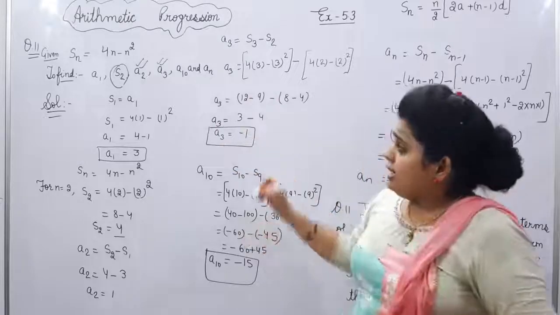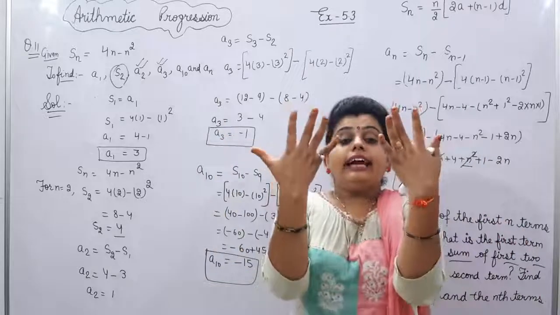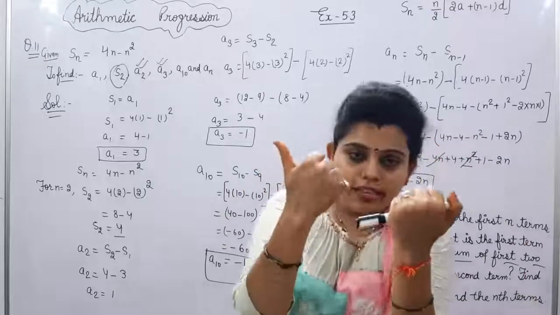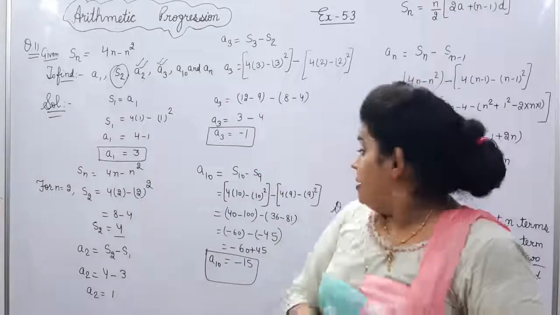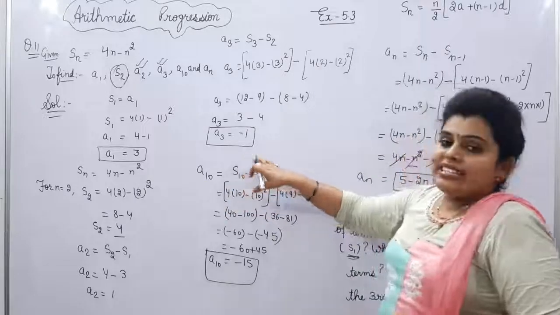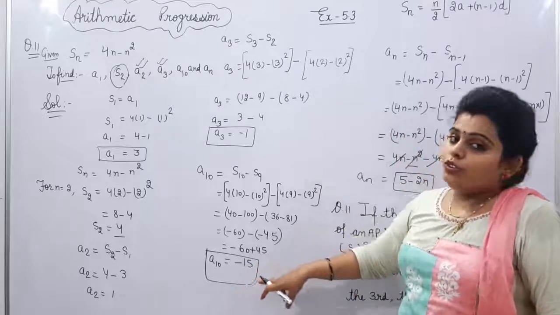Now in the same manner we have to find a10. अब a10 के लिए क्या करना है, ये 10 numbers हैं. 10 numbers के sum में से ये 9 numbers का sum find out करना है, तो हमें a10 मिल जाएगा. This a10 will equal to s10 minus s9. So this a10 is equal to minus 15.